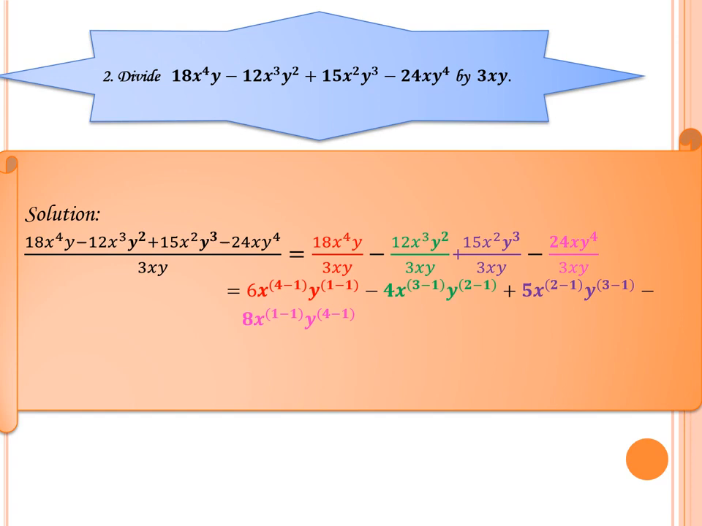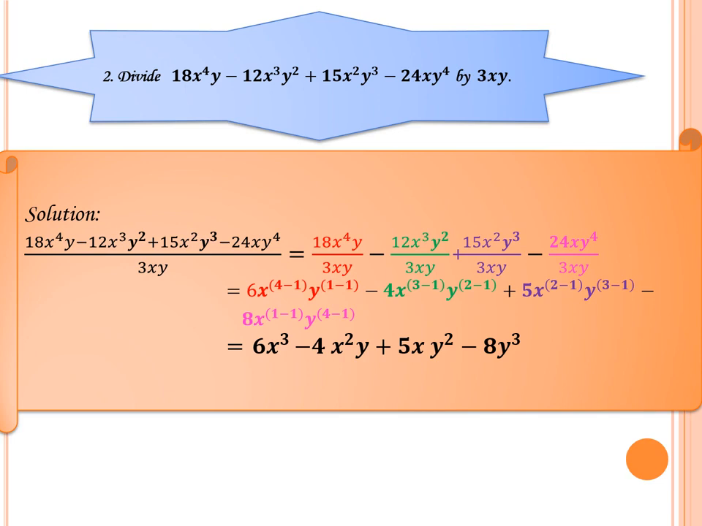And for the last term, the pink one, we have 24xy to the power of 4 divided by 3xy is just equal to 8x to the power of 1 minus 1, y to the power of 4 minus 1. Since 24 divided by 3 is just equal to 8, and x divided by x is just equal to x to the power of 1 minus 1, and y to the power of 4 divided by y is just equal to y to the power of 4 minus 1.